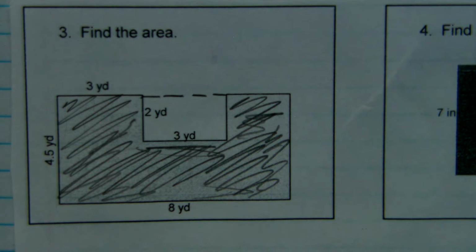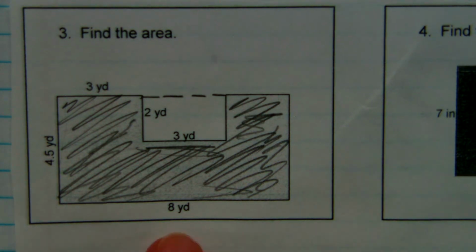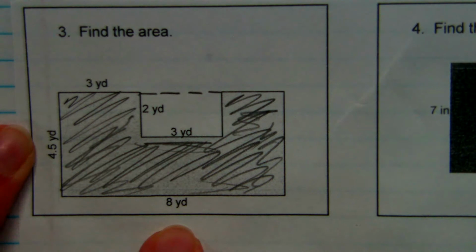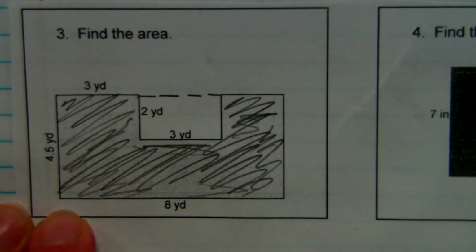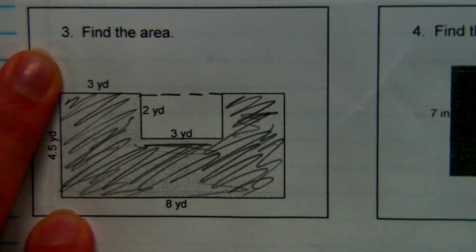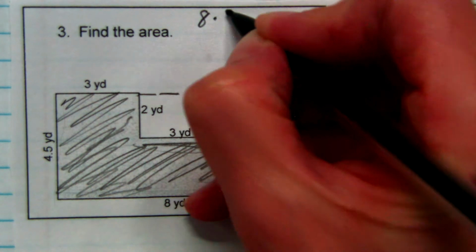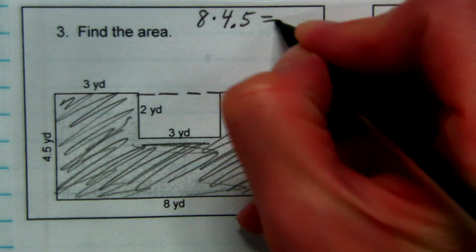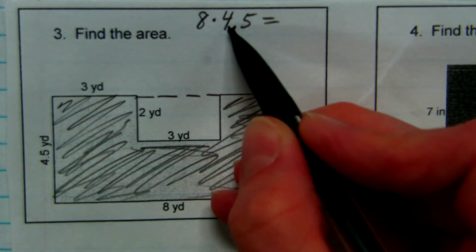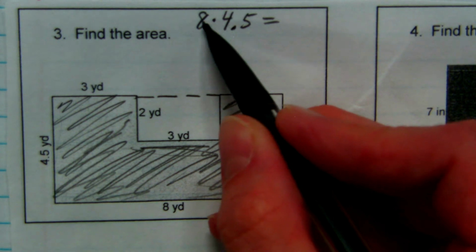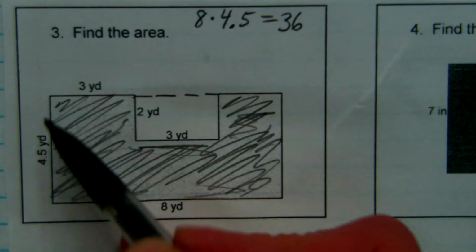Raise your hand if you know. Jaden. So if it's 8 yards across on the bottom, and it's 8 yards across on the top, if we draw that dotted line, then it's the same for the height. So this would be my base. What is my height? 4.5. So to find the area, we could just take base times height or length times width. So 8 times 4.5. 8 times 4 is 32, and half of 8 is 4, so that would be 36. So that's the whole thing.